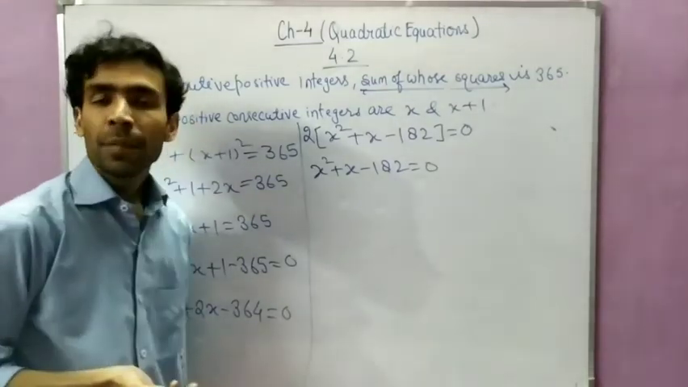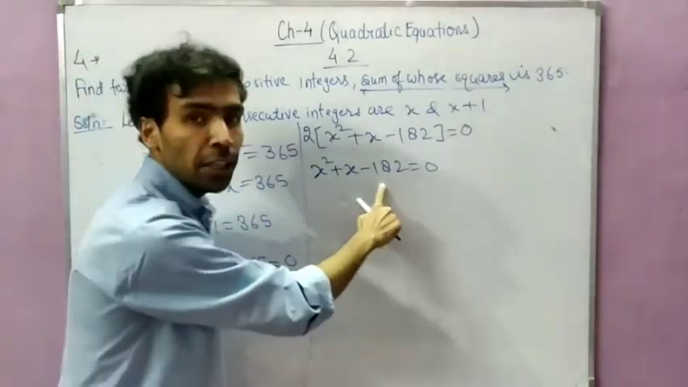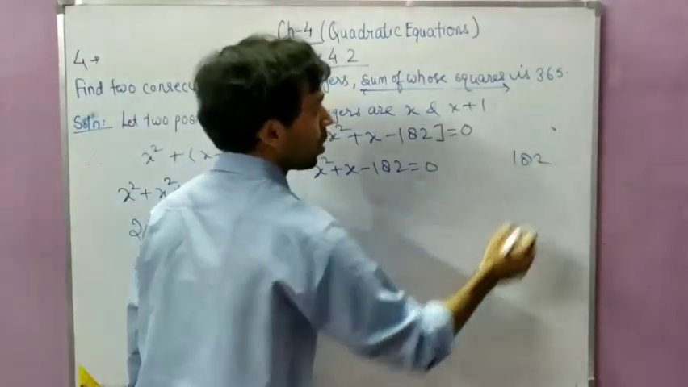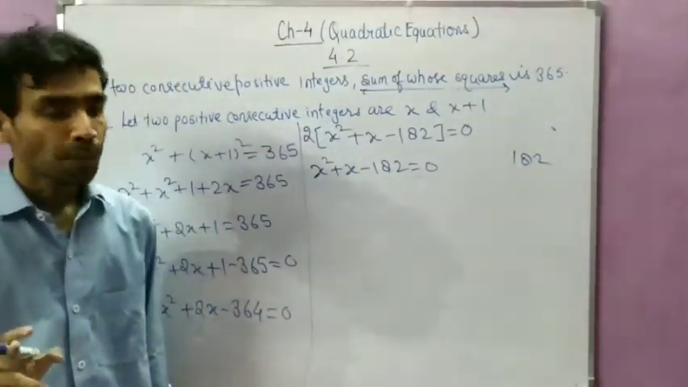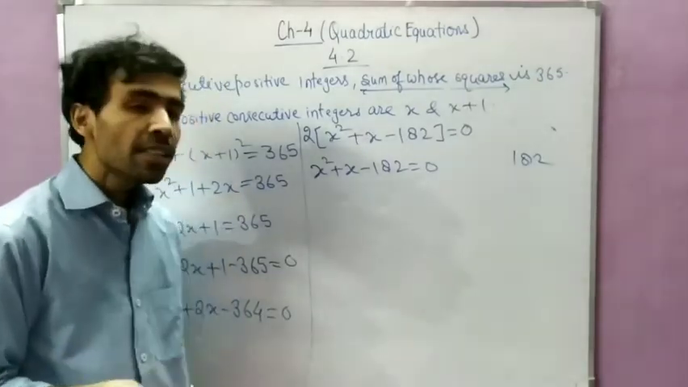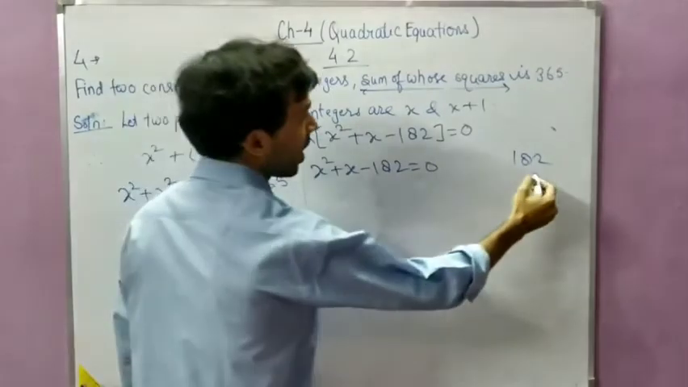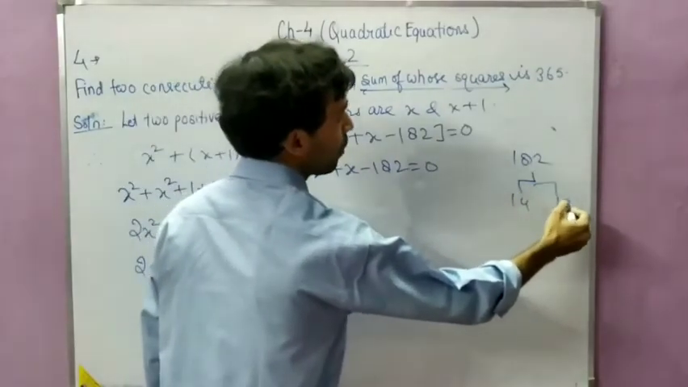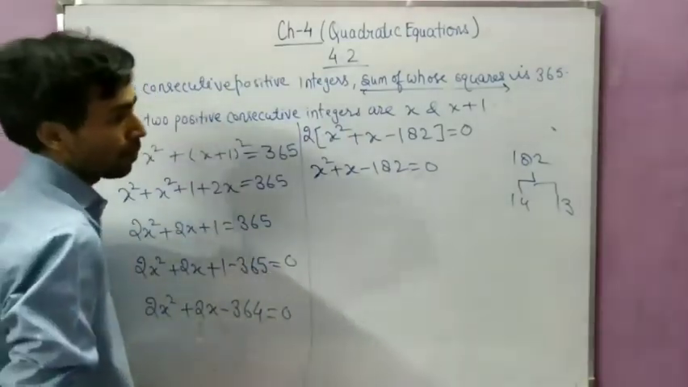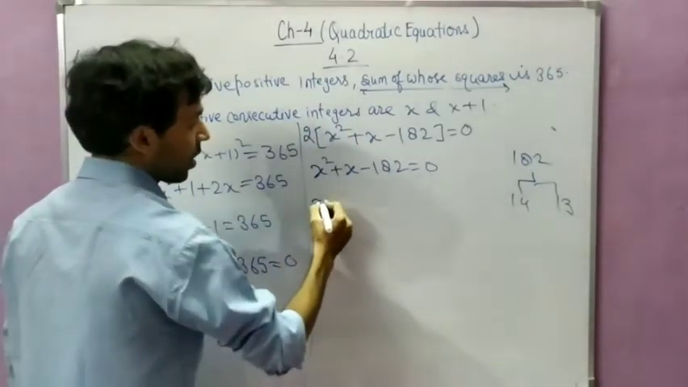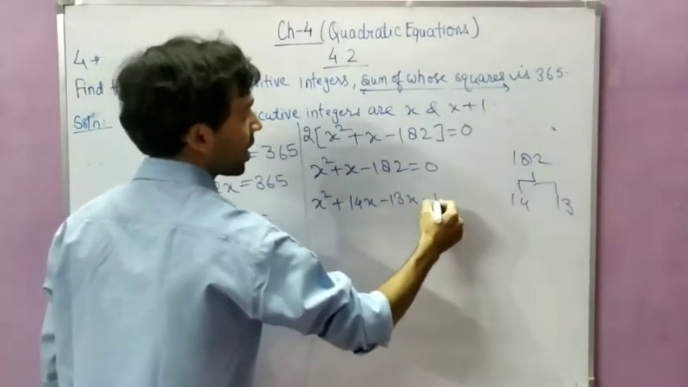So we will apply that middle term splitting. The coefficient of x square is 1, and 1 multiplied by 182 gives 182. Because 182 is negative, we will take two factors of 182 such that when we subtract them, we will get 1. So again I can write 14 and 13, because we did the same thing in the previous part. So I can write x square plus 14x minus 13x minus 182.